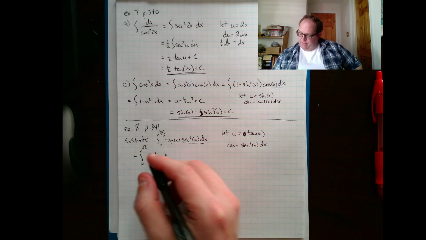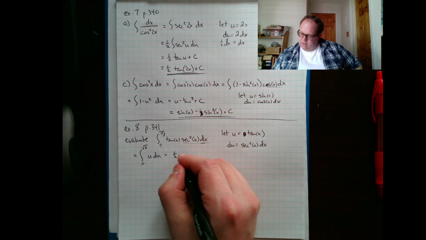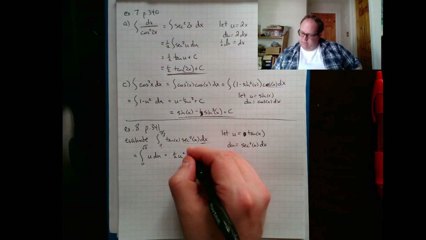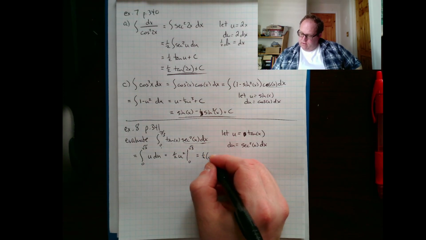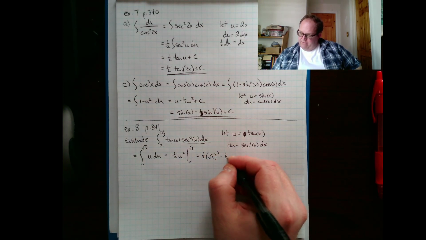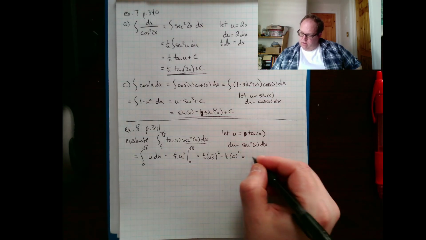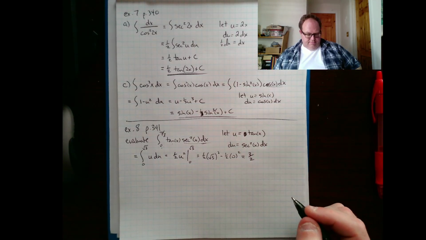So then I evaluate. The antiderivative of that is a half u squared, integrated from 0 to root 3. And I end up with a half of root 3 squared minus a half of 0 squared, or 3 halves.